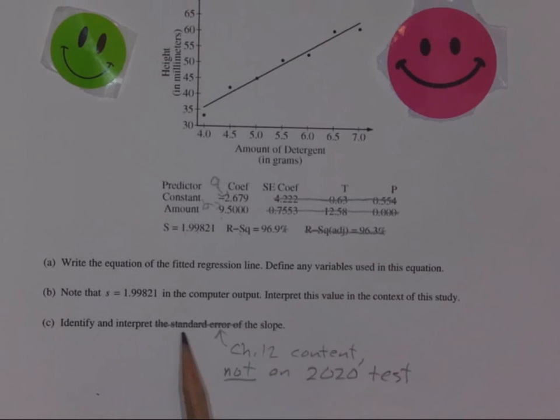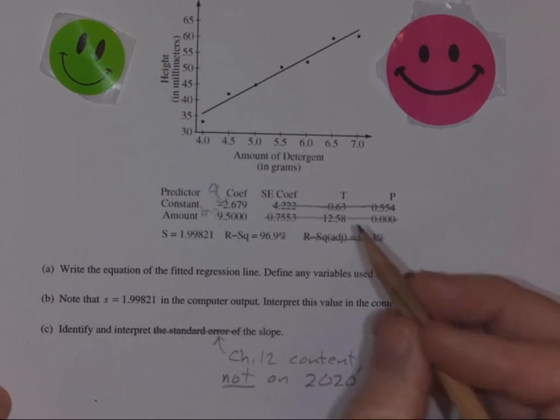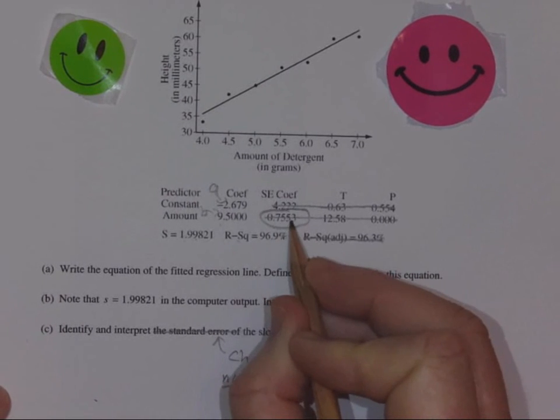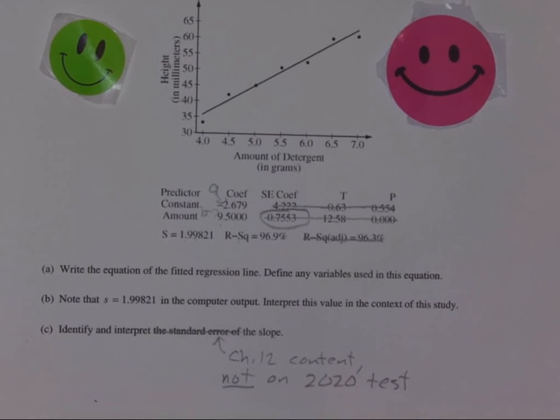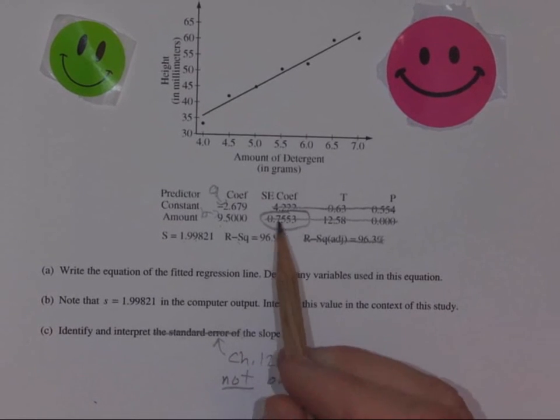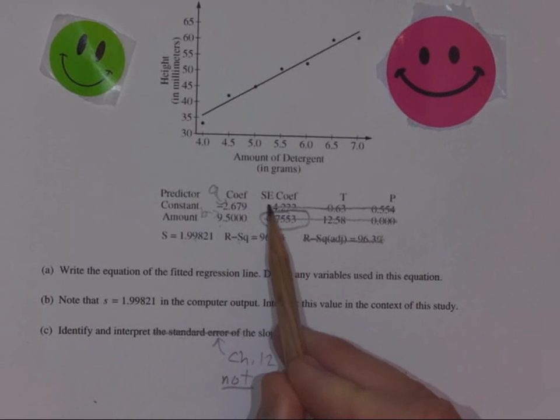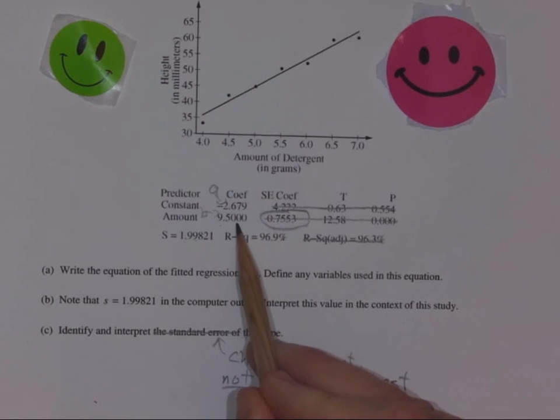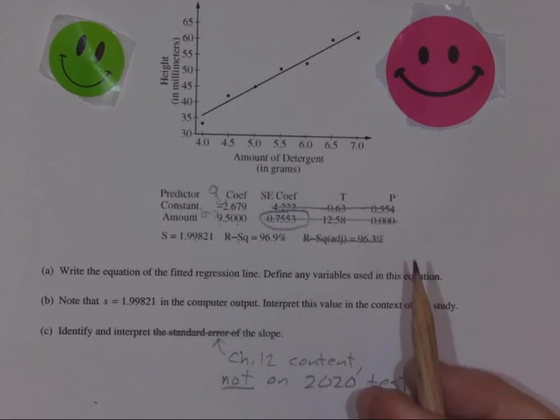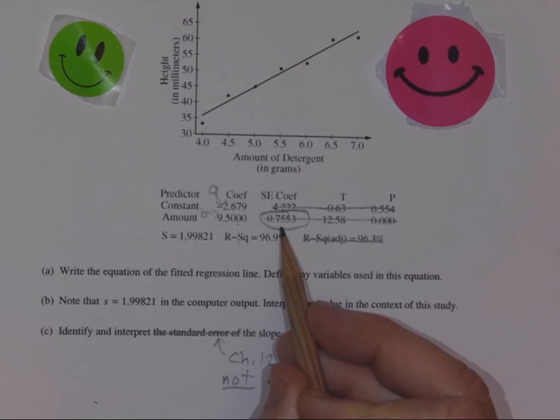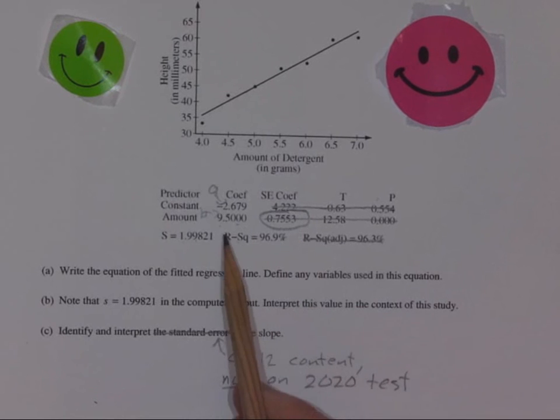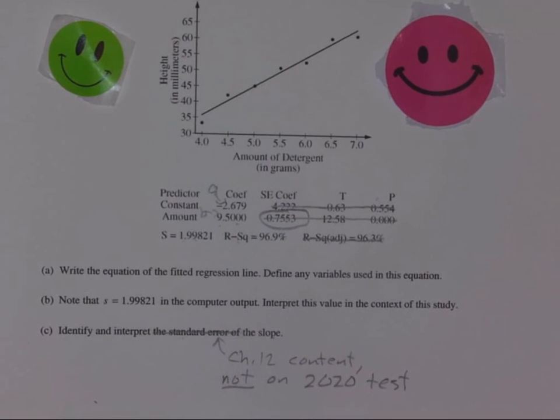Now, by the way, and just to satisfy your curiosity possibly, the standard error of the slope, that is this number here, 0.7553. And so it's the standard error that is next to the slope. It's the average amount that the slope would vary in repeated sampling. So the average amount that the slope varies in repeated sampling is 0.7553. So it gives us an idea of how accurate this 9.5 number is. And so that's that.